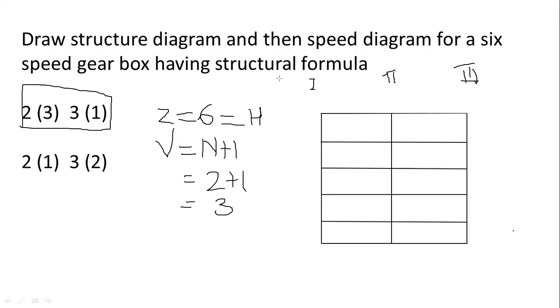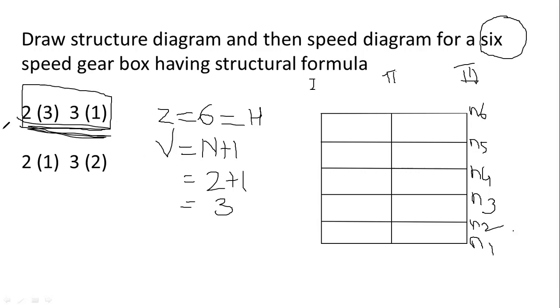Now in the structural diagram, right, you have to write down the speeds n1, n2, n3, right? You have to write them from the bottom. So this is my n1, this is n2, this is n3, this is n4, this is n5 and n6. Because it is a 6-speed gearbox, so 6 horizontal lines and n plus 1 vertical lines. Now see, if this is 2 3 3 1, then I'm going to write down here 2 3 and 3 1.